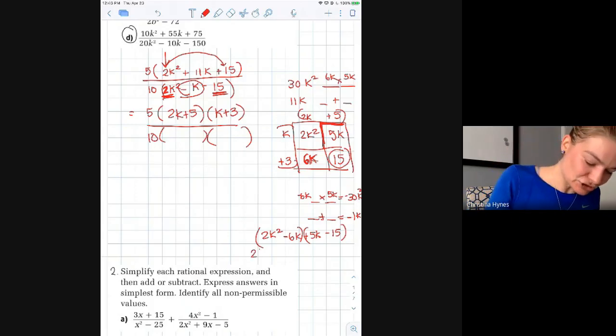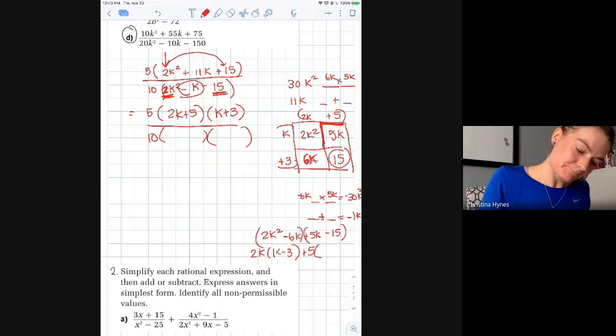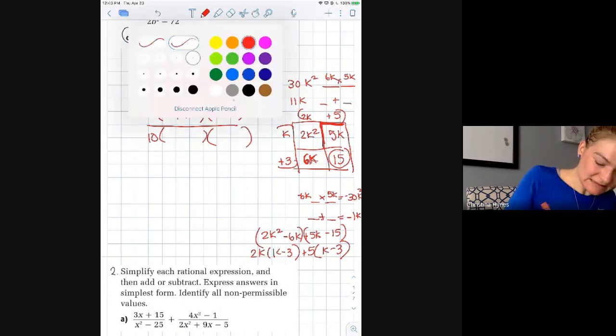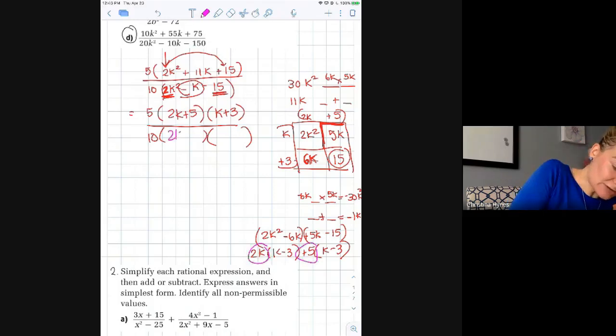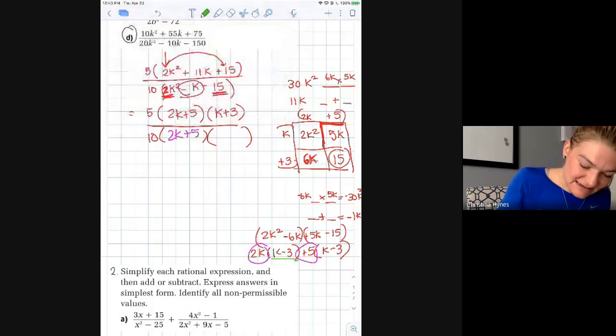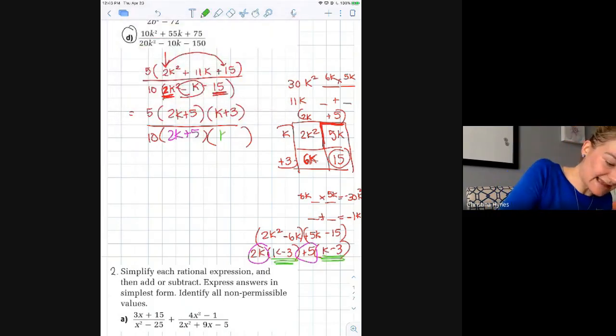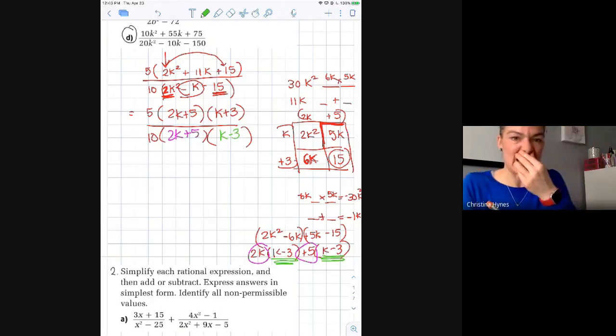You're going to factor out the 2 and the k from the first bracket, leaving us with k minus 3. And then taking out a positive 5 will leave us with k minus 3. Okay, so the numbers in front give us one bracket. So this is going to give us 2k plus 5. And then the double bracket, you see how they're both k minus 3? That's going to be your other bracket, k minus 3. So that's how you factor.